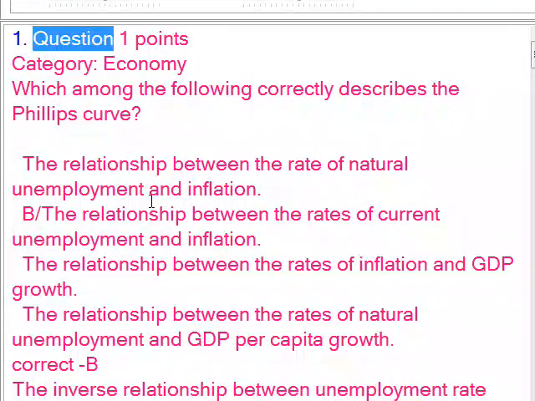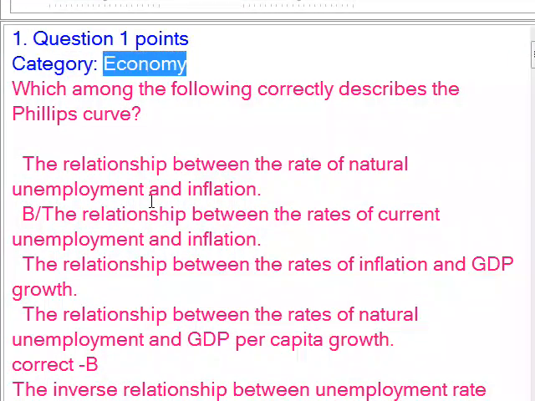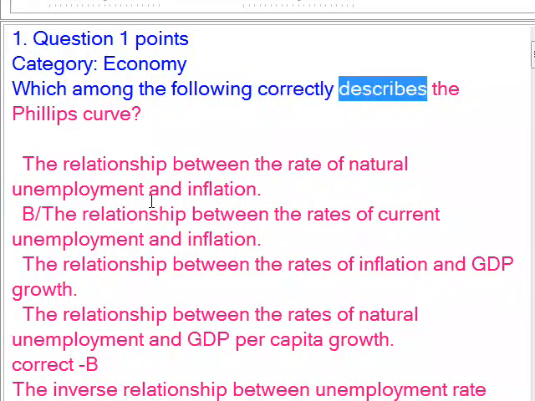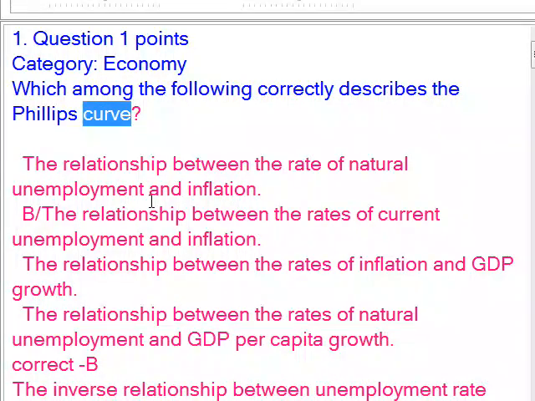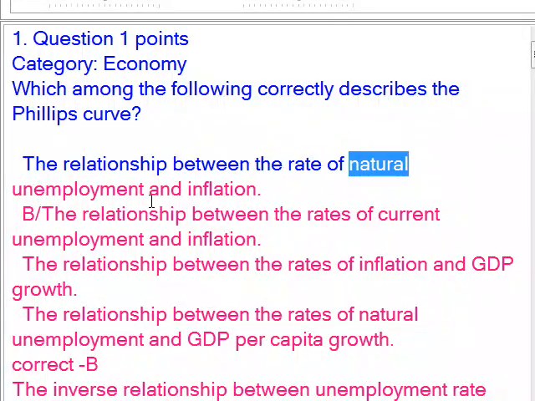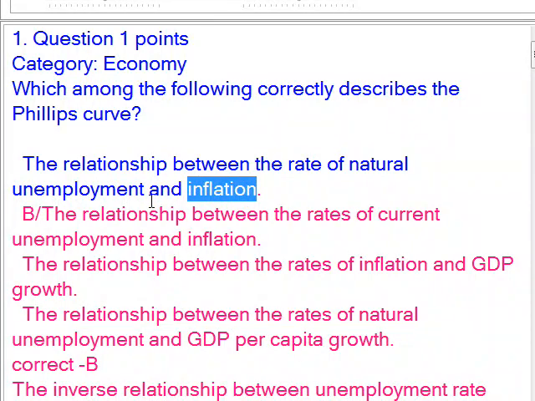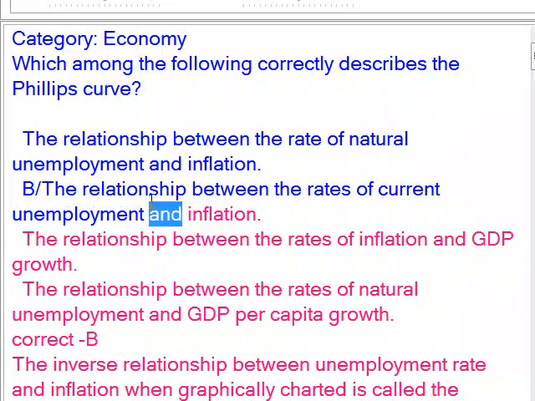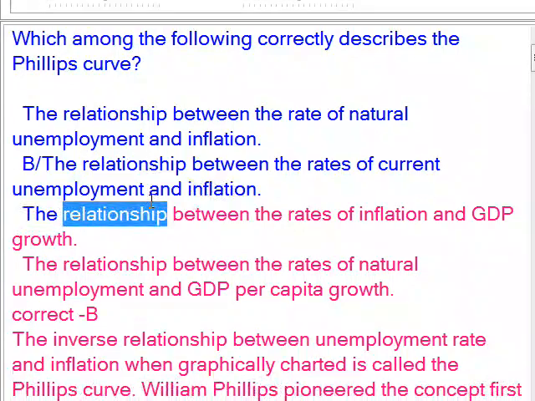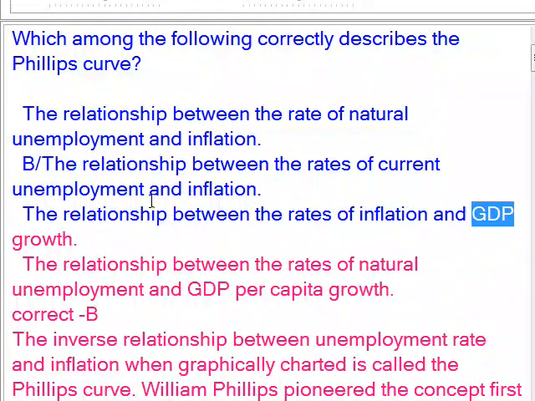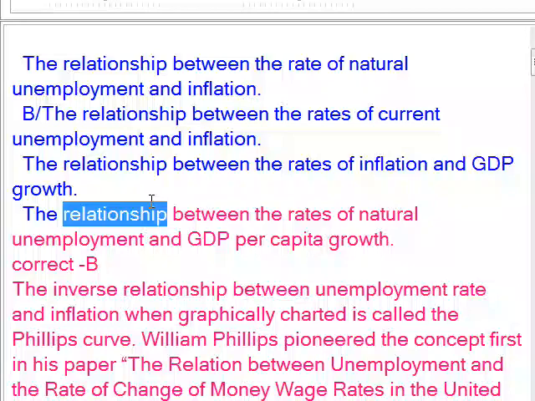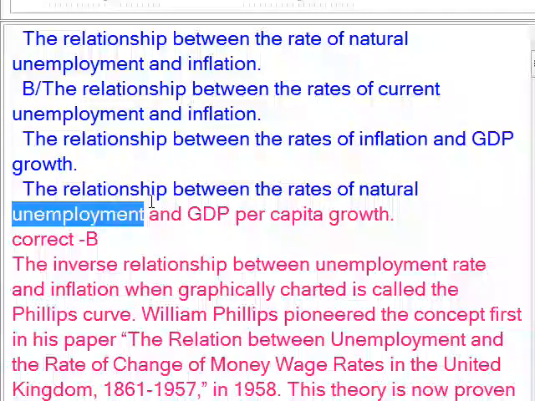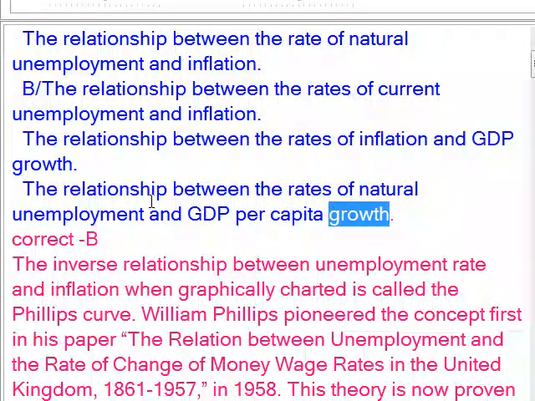Question 1. Economy. Which among the following correctly describes the Phillips curve? A. The relationship between the rate of natural unemployment and inflation. B. The relationship between the rates of current unemployment and inflation. C. The relationship between the rates of inflation and GDP growth. D. The relationship between the rates of natural unemployment and GDP per capita growth.